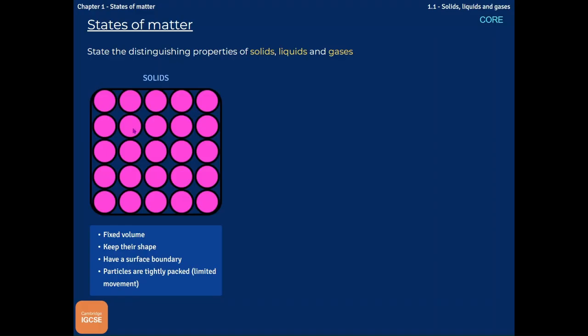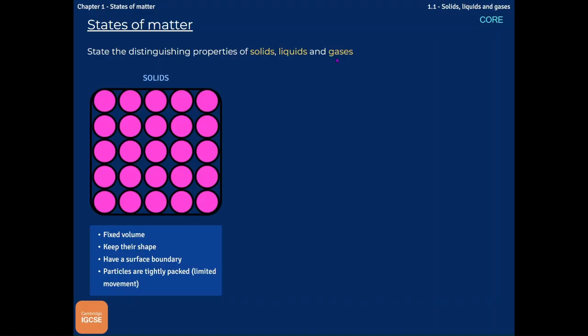There is a nice, neat little diagram of a solid for you. What are these? Why are there these things in our solid? What do you think? Think about it in your head. Maybe write it down in your notebook. If you don't have that out, you should definitely get that out. What are these things? These things are particles, right?